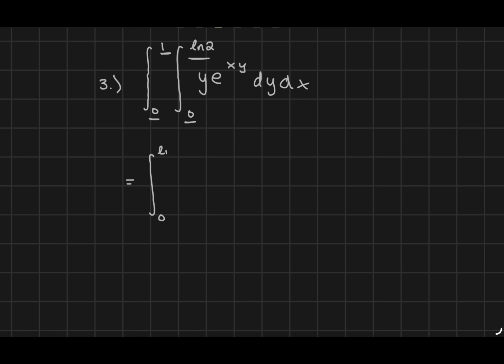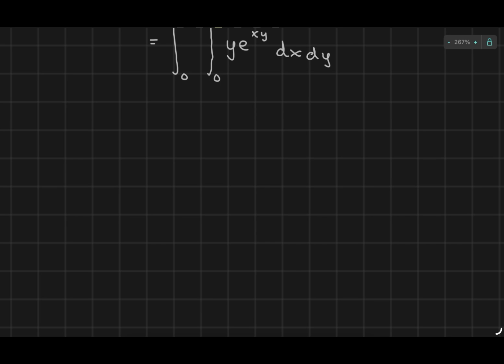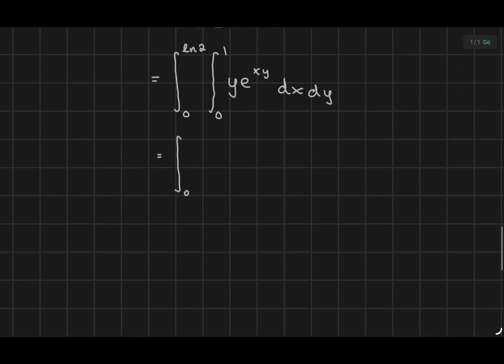We're going to switch our bounds, so we're going to have the outer bound be from 0 to natural log of 2, and our inner bound be from 0 to 1 of the same integrand, y e to the xy dx dy. Although it doesn't look much different, it's very different. What are we doing here? We're essentially just taking the integral of e to the x, times some value, of course, but nothing that we're not used to. So what is the integral there going to be? Well, we're treating our y's as some kind of fixed constant.